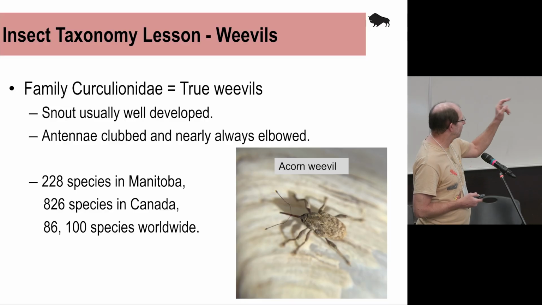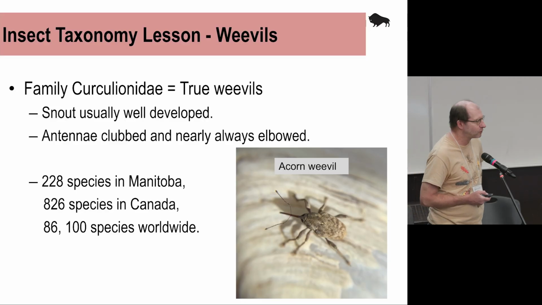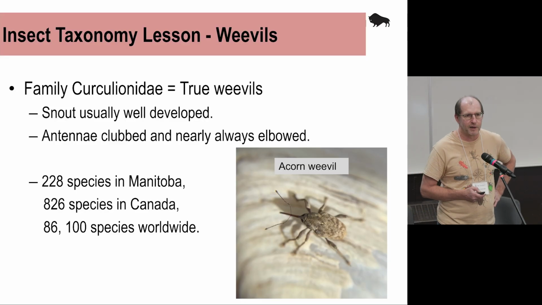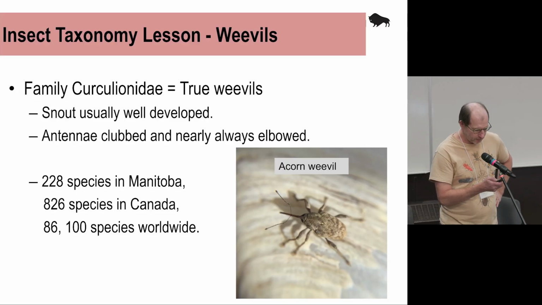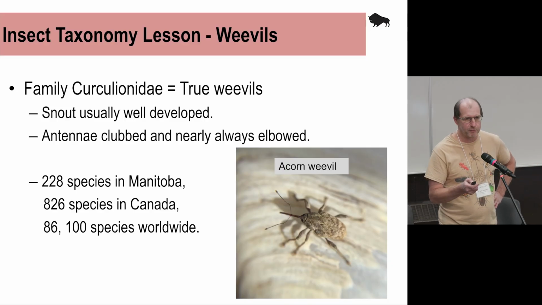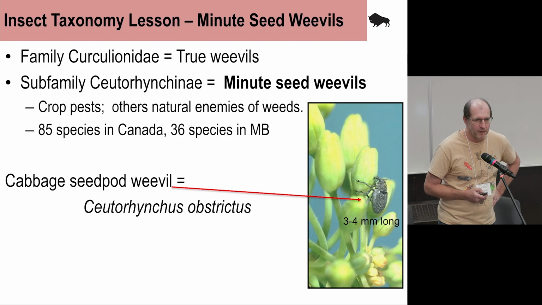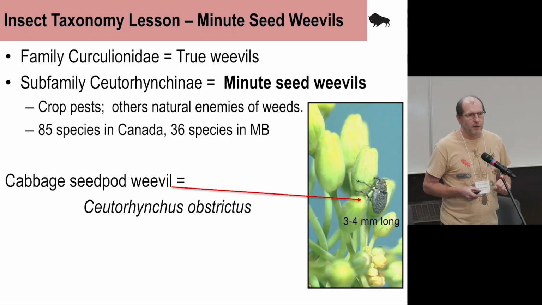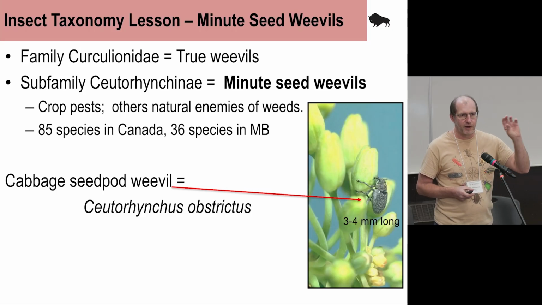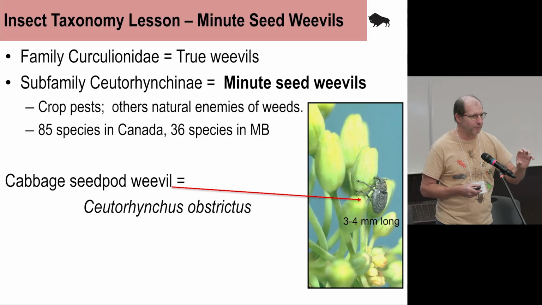In Canada, we've got 826 species and 228 species in Manitoba. The majority are not bad. In fact, we've even got good weevils that have been purposely introduced to eat weeds. So they could be good or bad depending on what they're feeding on. Okay, so back to taxonomy here. So within our weevils, our Curculionidae, we have various subgroupings or subfamilies, just because there's so many of them. So they're broken into these subfamilies.